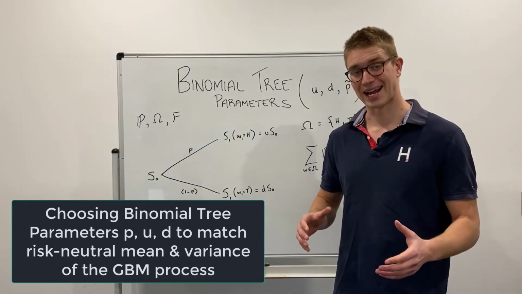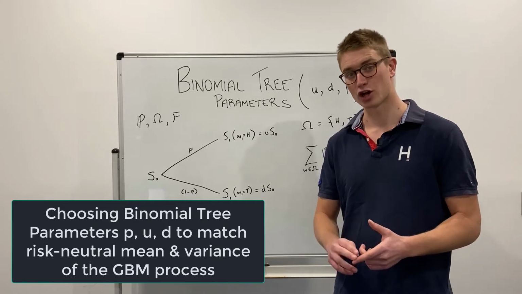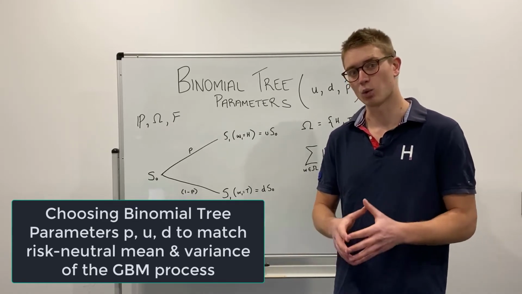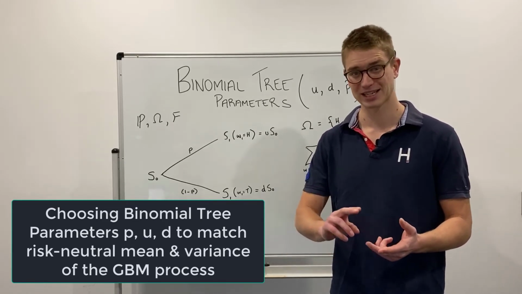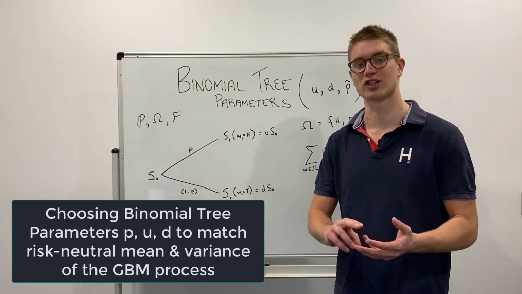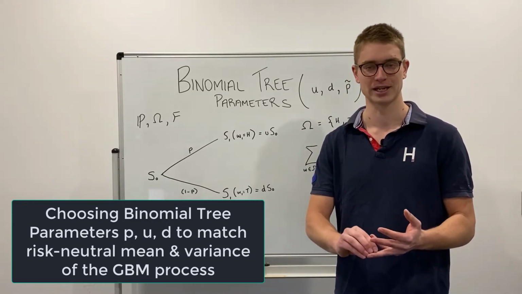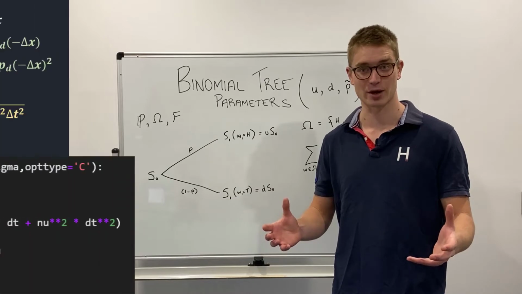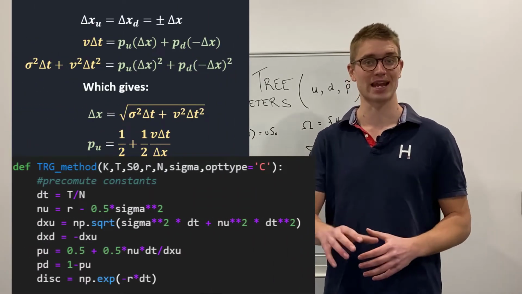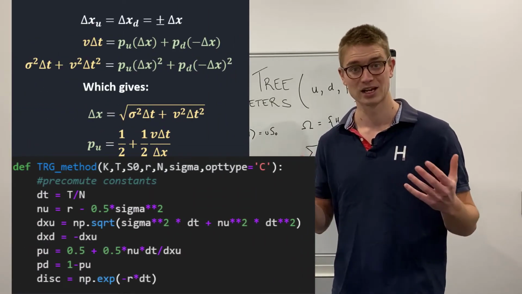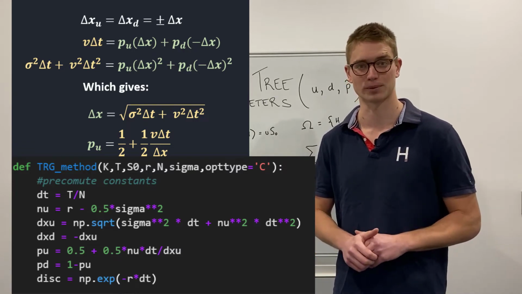Today we're going to be talking about how to actually choose the parameters for the binomial tree pricing model. Now, what does this mean? We need to choose an up factor and a down factor. We also need to choose the risk neutral probability. There's a couple of methods that we're going to be going through today in this video and then implementing in Python for a European call option.